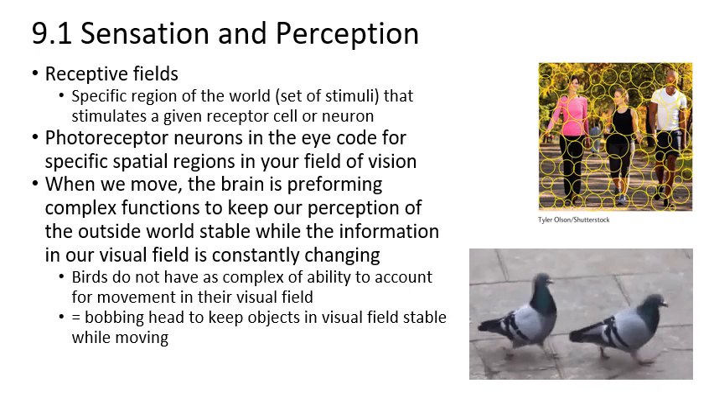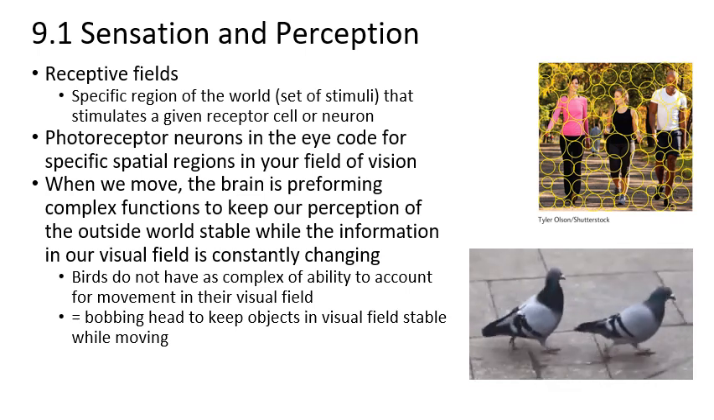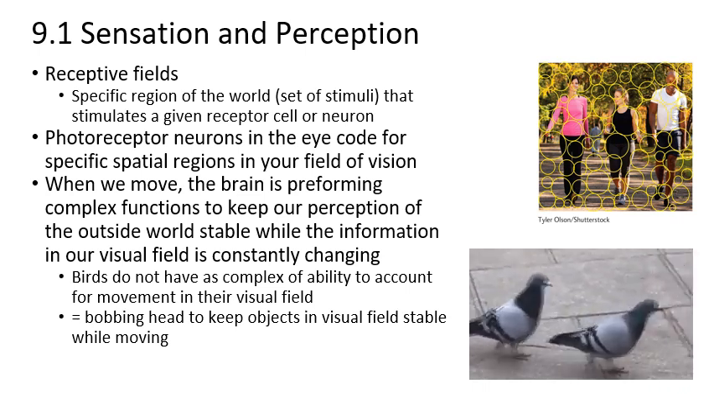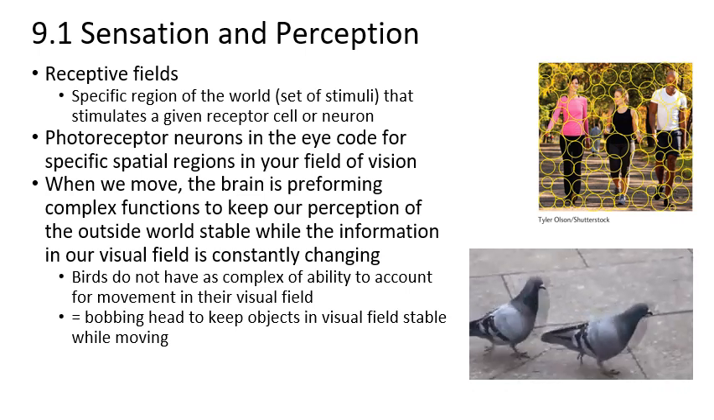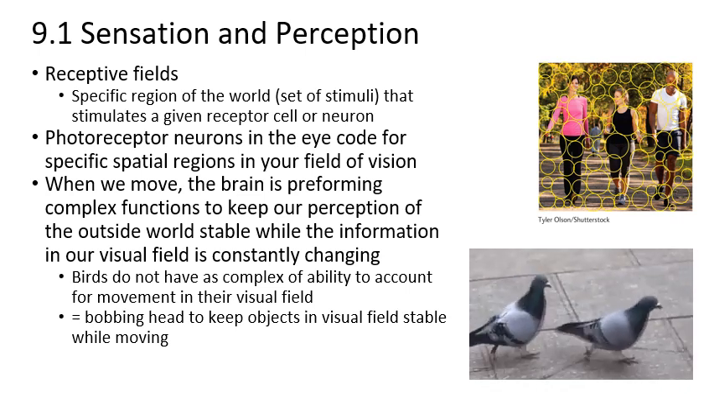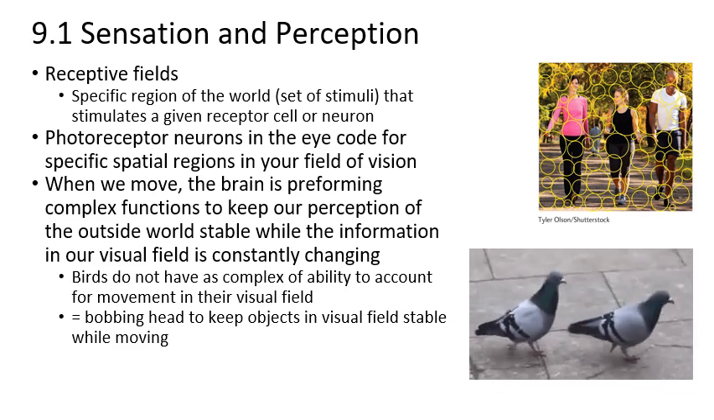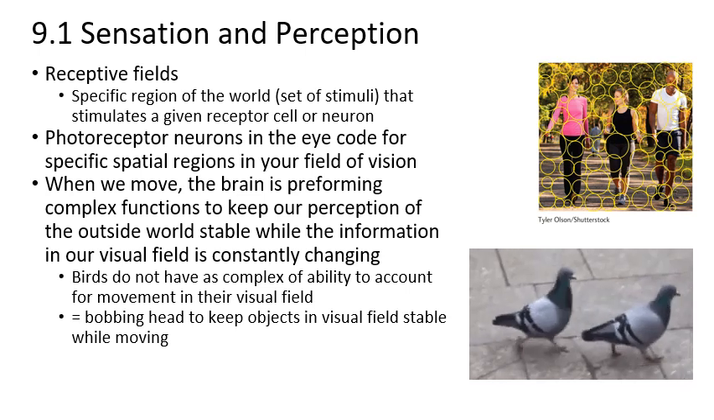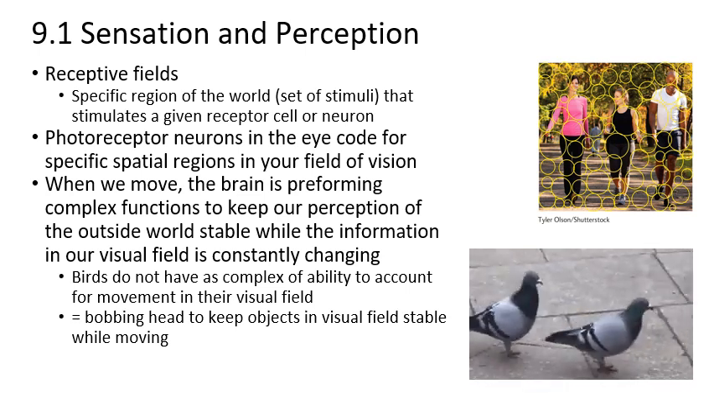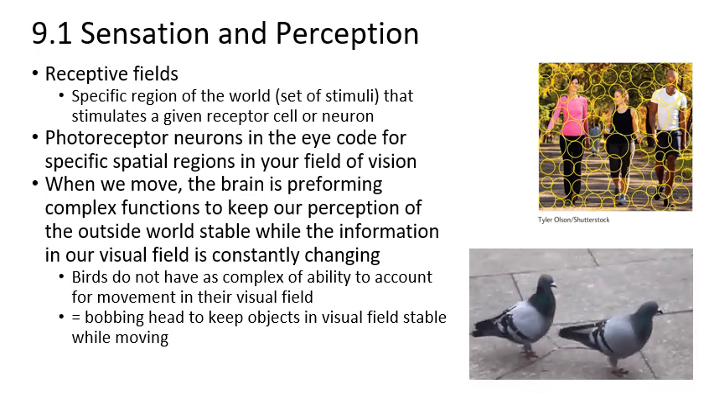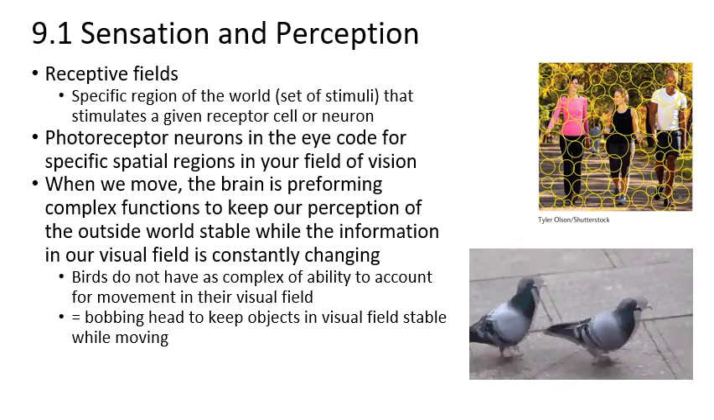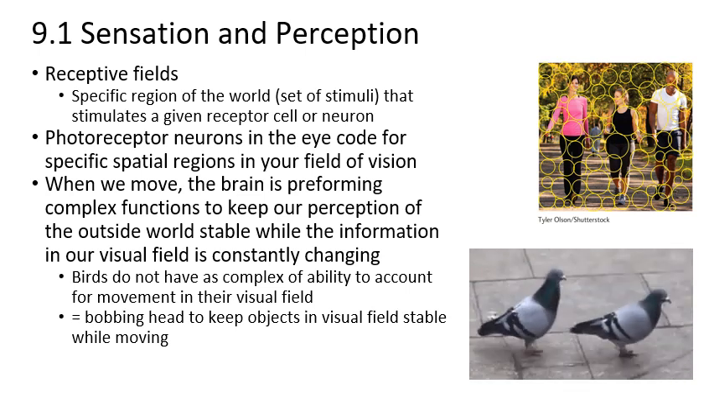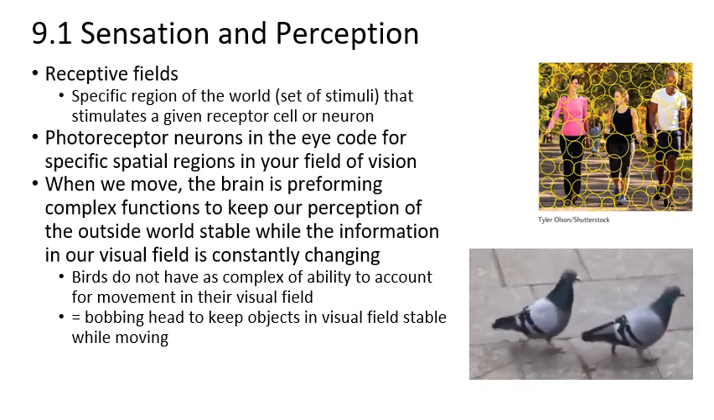Kind of interesting, birds don't have as complex an ability to account for movement in their visual field, and this is one of the reasons they bob their head when they're walking. So if you see pigeons walking and they bob their head back and forth, this is actually a way of keeping objects in their visual field stable while moving. If they're walking, it would just be a constantly moving picture, and their tiny little bird brains can't account for that. So they move their head back and forth to keep part of their visual field stable for a little bit. So they're more likely to see little pieces of food on the street.